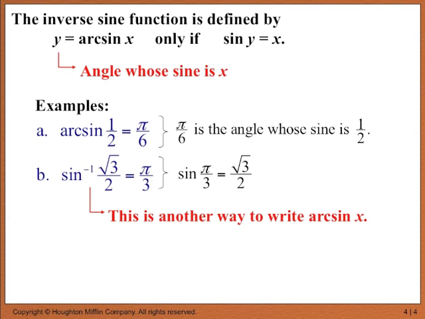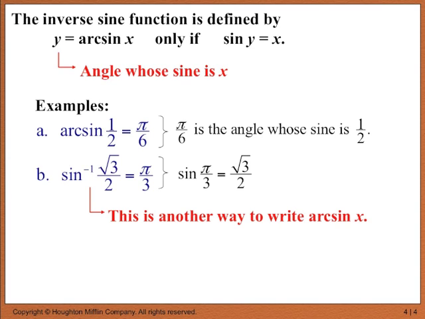So the inverse sine function can be written in two ways, and this applies also to the inverse cosine and inverse tangent. You can either write it as arc sine or as inverse sine, or sine with a -1. The way that is read is inverse sine.